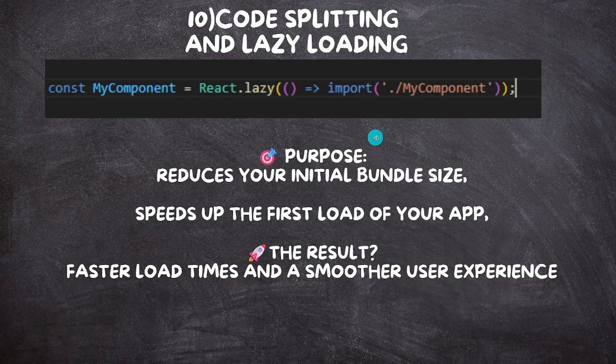The purpose of this is all about performance. It reduces your initial bundle size and speeds up the first load of your application. And this ensures users only download what they actually use. The result is faster load times and a smoother user experience, which is especially important for large applications.